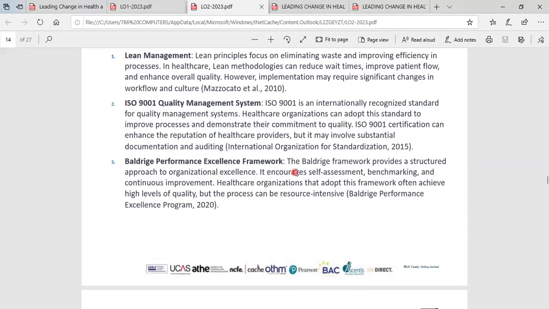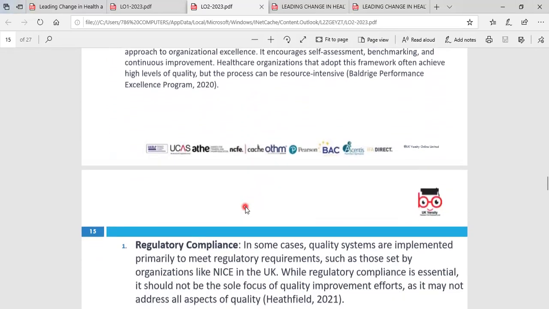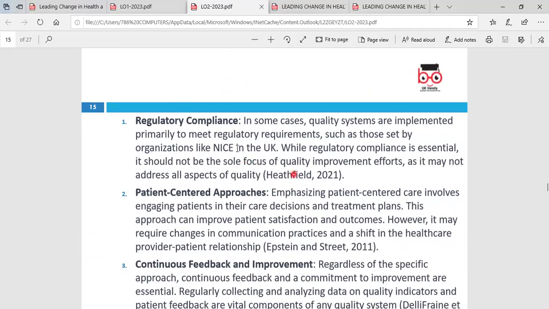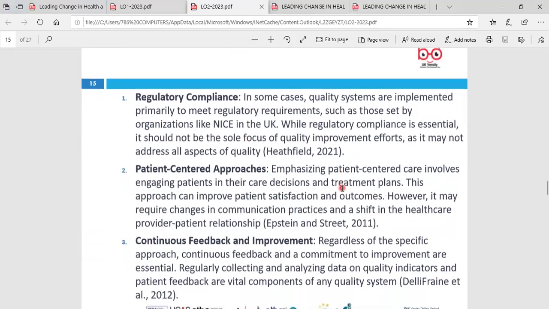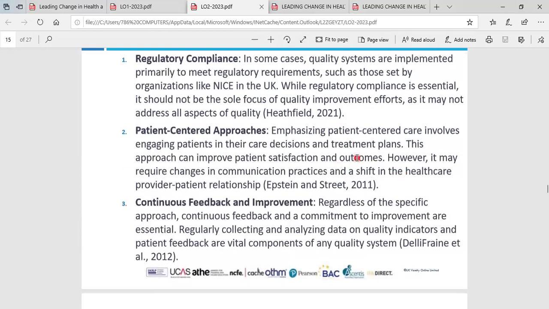Then you have the Baldrige Performance Excellence Framework. So this framework provides a structured approach to organizational excellence. You have the components of self-assessment, benchmarking, continuous improvement, and there are several organizations in healthcare that have adopted this framework to improve quality. You have regulatory compliance. So you have the NICE guidelines, for instance. You have the patient-centered approaches. You have their decisions and treatment plans that are in focus. So there's no yardstick for this, but this is just something that is there in your everyday work.